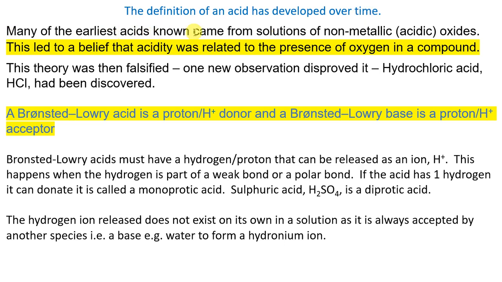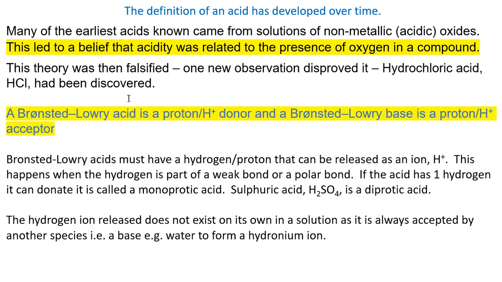Many of the earliest acids known came from solutions of non-metallic oxides. These are acidic oxides, as we shall see. This led to a belief that acidity was related to the presence of oxygen in a compound. This theory was then falsified. One new observation disproved it. Hydrochloric acid, HCl, had been discovered.